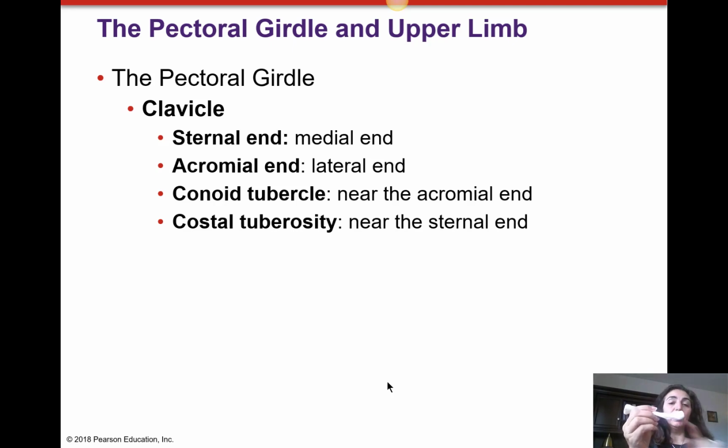So this one is the lateral end that is going to attach to the acromion. So that's the way that you recognize it. Then it has a conoid tubercle. Sometimes they call it conoid process here. And this is the one to recognize because it helps you a lot to recognize that the bone is located on the right side or on the left side.